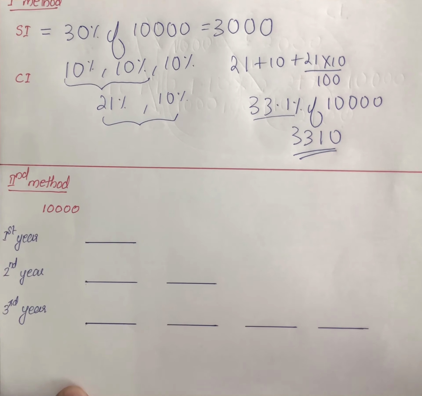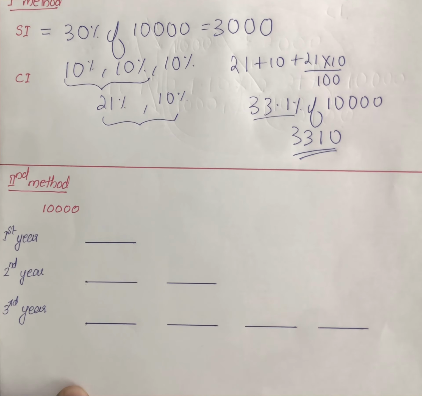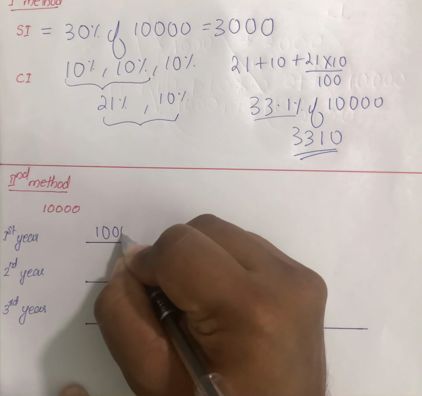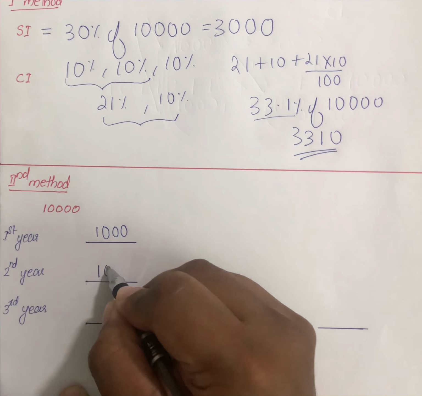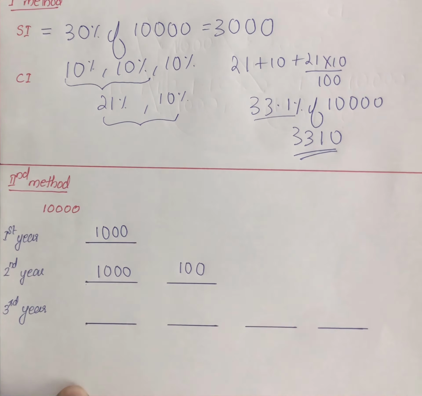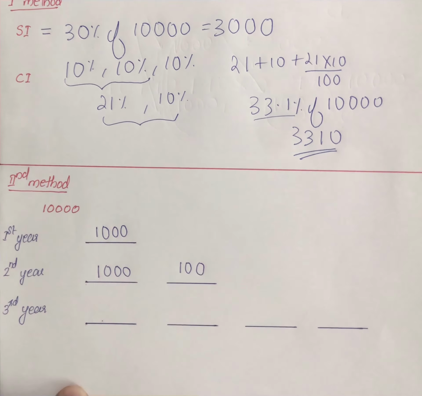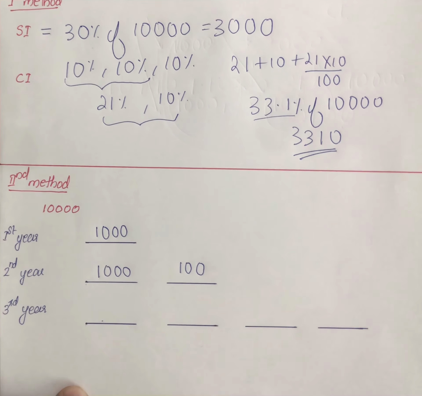Okay, initially you have a principal 10,000. For first year you get 10% of this, which is 1,000. Second year, what do you get? 10% of the principal, that is 1,000, and 10% of this, which is 100. For the third year, how many values must you have? That is one important question. One from the principal, that is always fixed. Remaining you have 3 more interests.